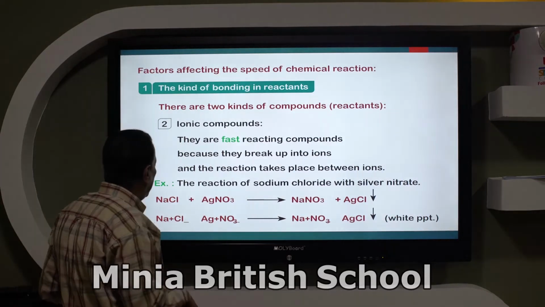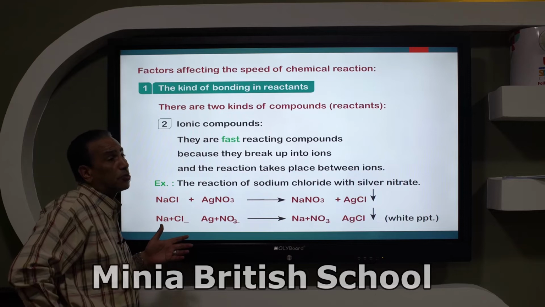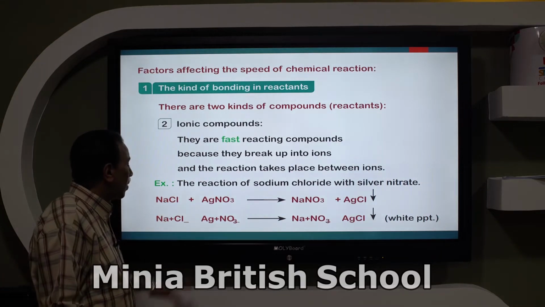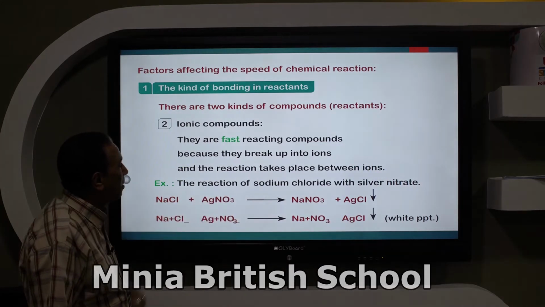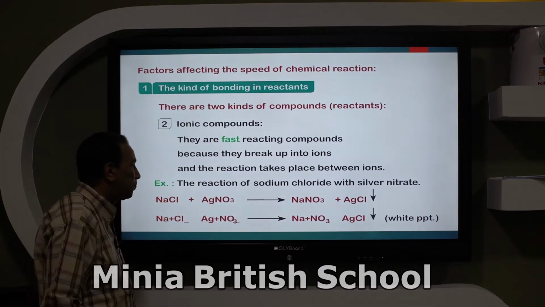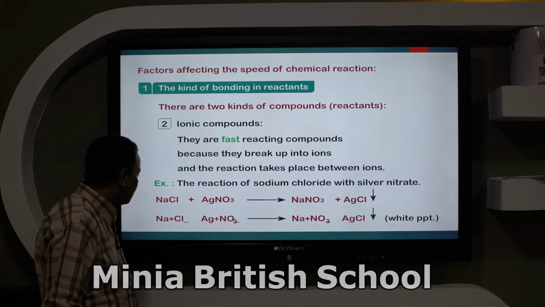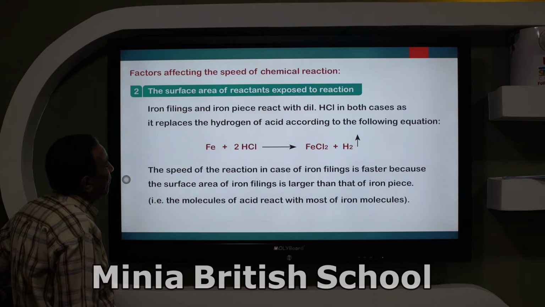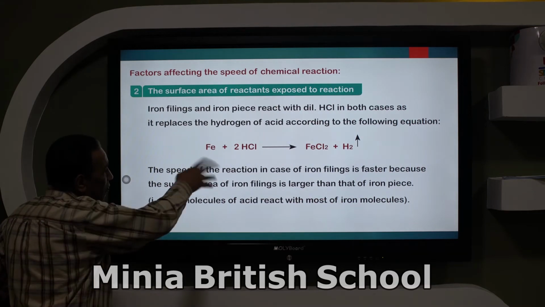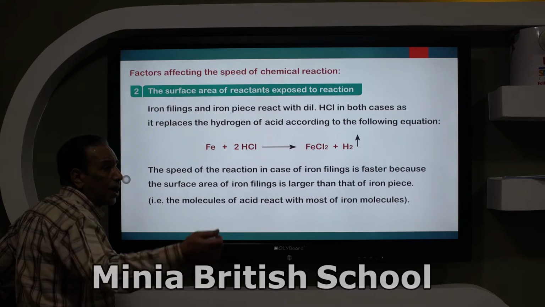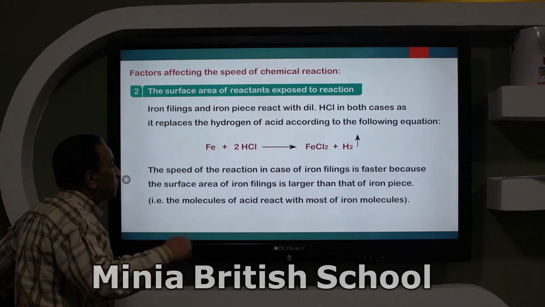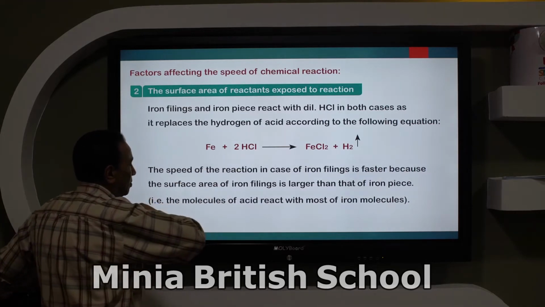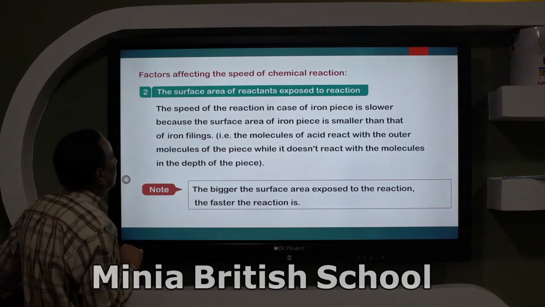For an ionic bond, for example, the reaction we took in the double substitution reaction between salt and salt, the reaction between sodium chloride and silver nitrate, will take place instantly at the same moment of mixing. The reaction between Fe and HCl, one time in the case of the powder and the other time in the case of the piece, is the reaction between iron and the hydrochloric acid. And we took that one before also.